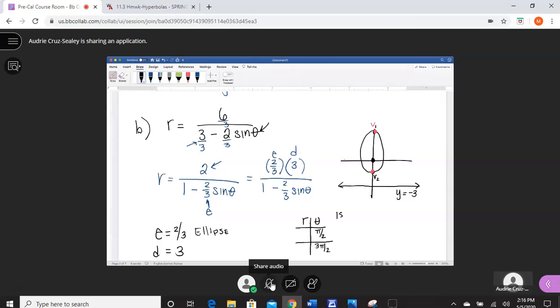So for the first one, you could do r equals 6 over 3 minus 2 sine of pi halves. Now, what is sine of pi halves? 1, right? That's 1. So then this is going to give me 6 over 3 minus 2, which just gives me 6. So I'm going to have 6, pi halves. This vertex is at 6, pi halves.